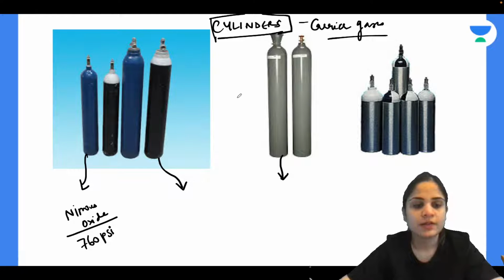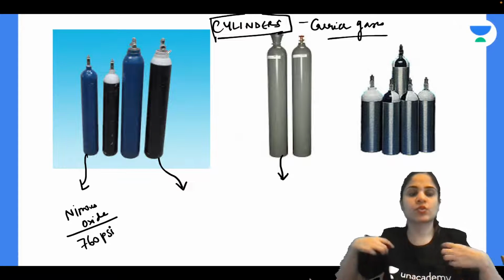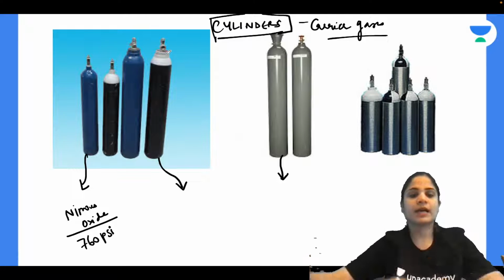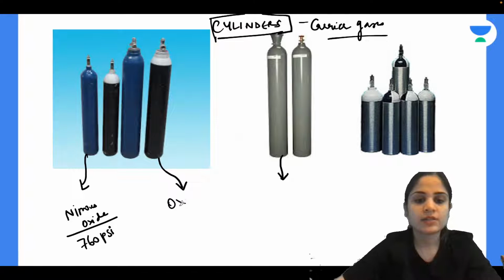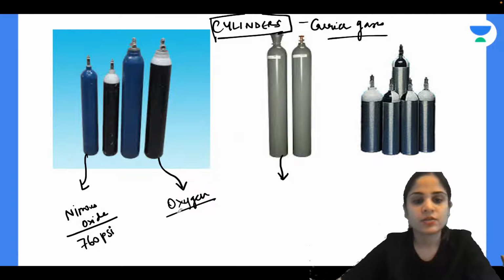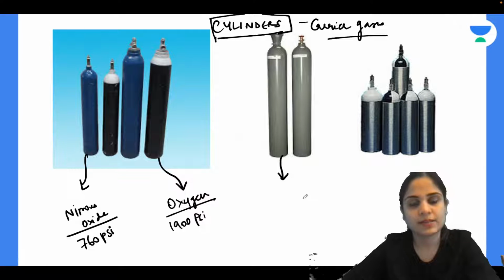Okay, yeah. Then your black body with white shoulder is your oxygen cylinder. Remember, Unacademy is your oxygen for your preparation. So the pressure in the oxygen cylinder is 1900 psi.